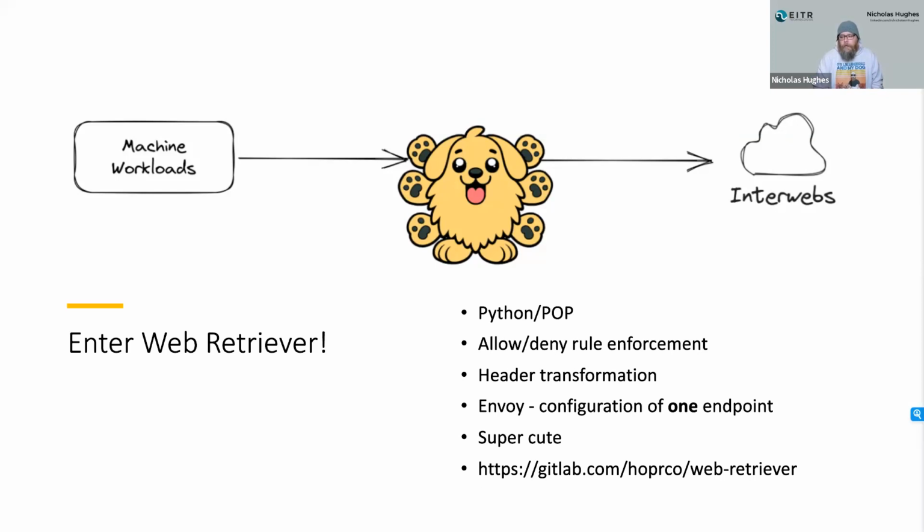So we wrote it in Python. Essentially what it does is it provides us an API by which we can request internet information. It also employs an allow and deny rule framework. So we can essentially say, okay, only localhost can hit Web Retriever, right? That would be helpful in maybe a sidecar container type of setup, where everything shares the same network space.